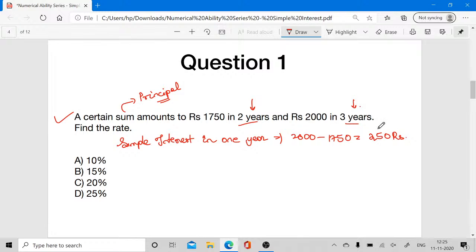250 rupees. ये बन गया मेरा SI. Okay, SI का मतलब क्या है? सिंपल इंटरेस्ट. तो सेकेंड ईयर में मेरा सिंपल इंटरेस्ट कितना हुआ? How much is my second year simple interest?